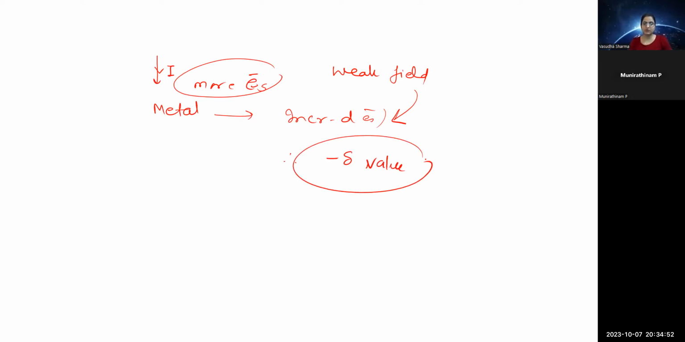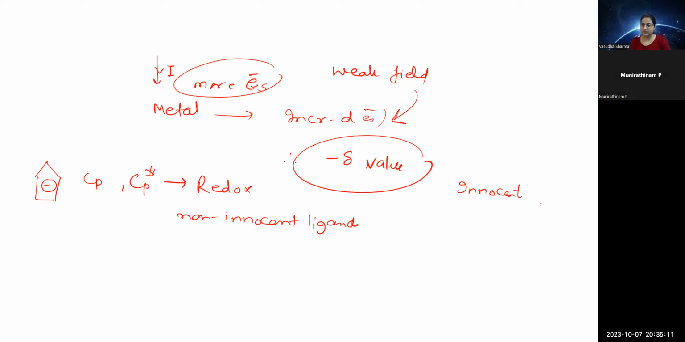But in this particular case, since these Cp and Cp star ligands are redox non-innocent ligands, there are two categories of ligands, besides strong and weak: innocent and non-innocent. Innocent means it does not participate in any redox properties, that is, oxidation and reduction. It will not lose or gain electrons. That is called innocence. But if it is non-innocent, it will participate in gaining or losing electrons.